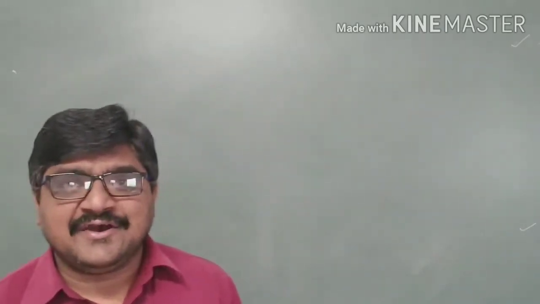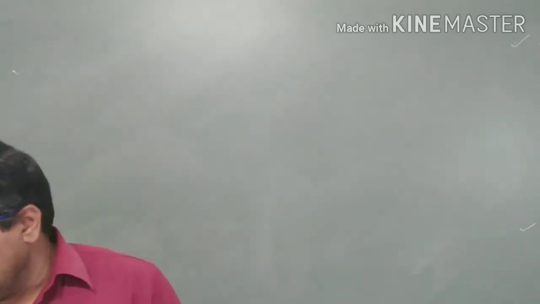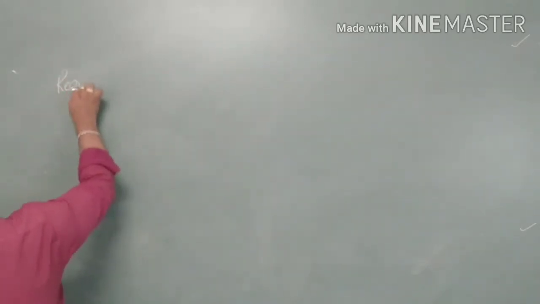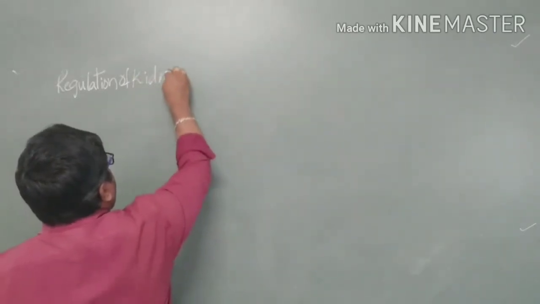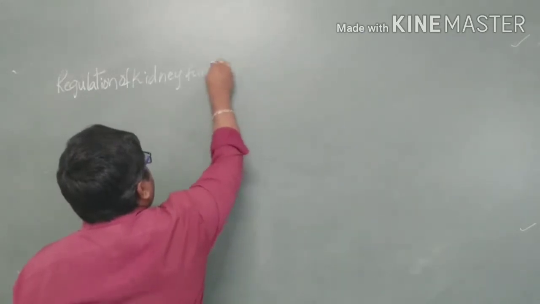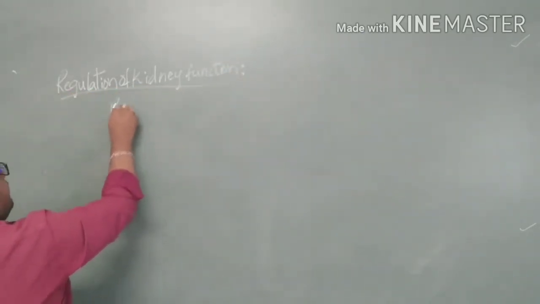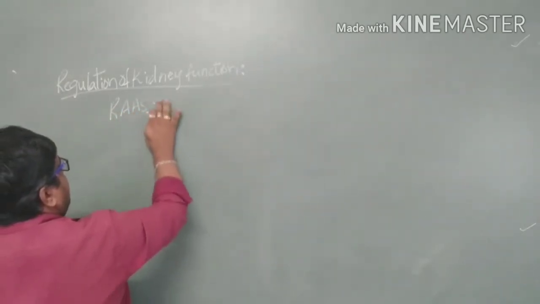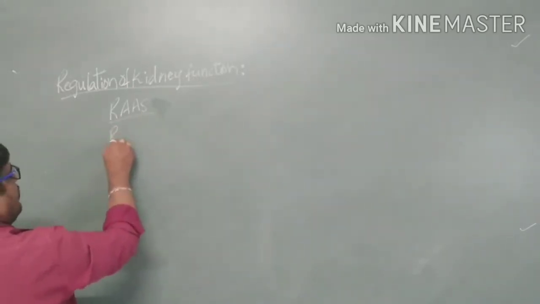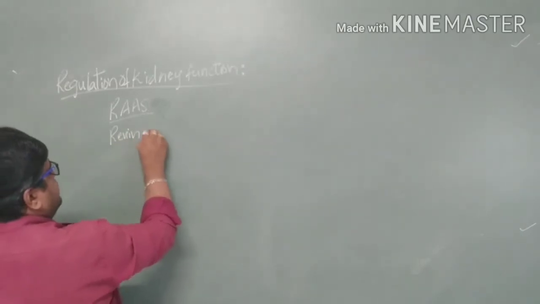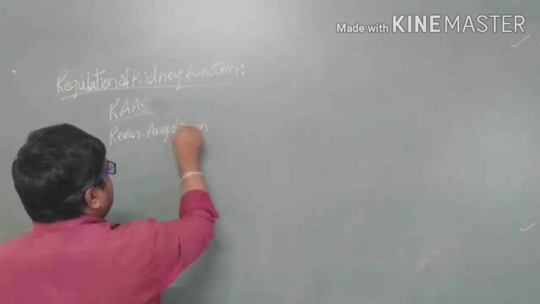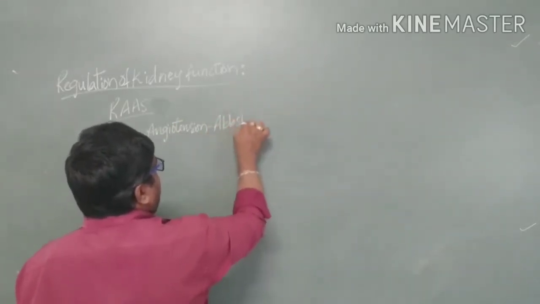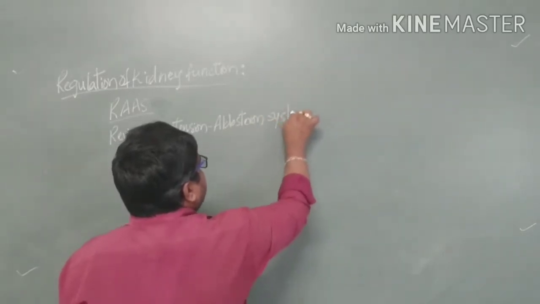Now coming to the regulation of kidney functions, how the regulation takes place. Regulation of kidney functions is mainly done by the RAAS system. RAAS is called the renin angiotensin aldosterone system.